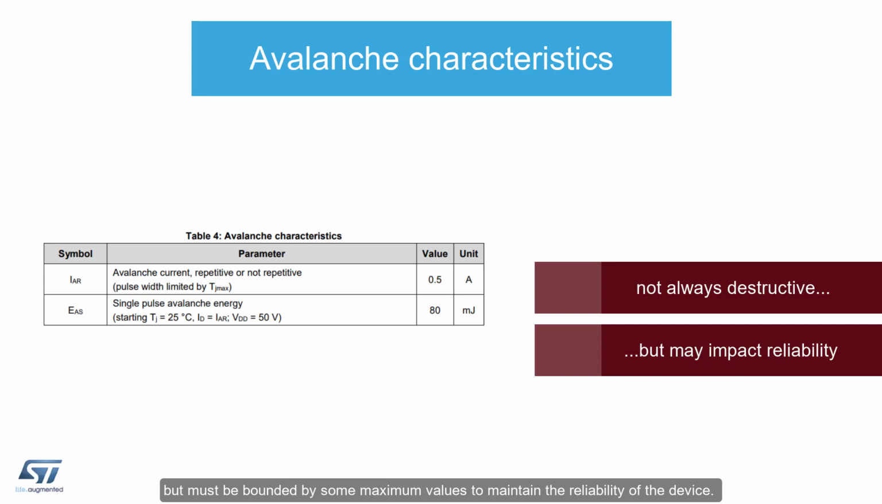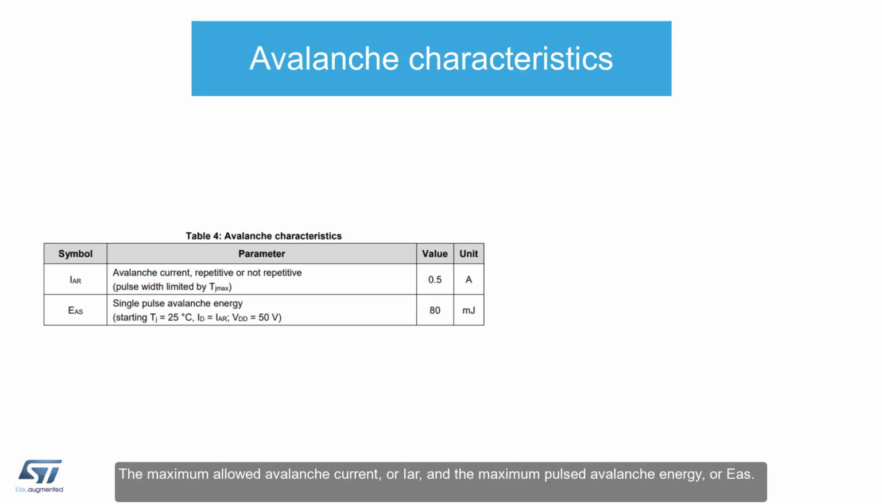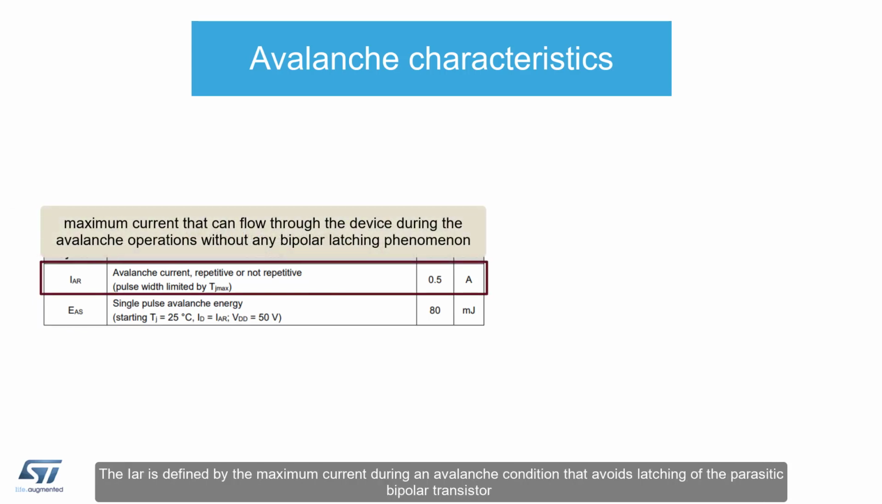Within the avalanche characteristics table, we often find 2 parameters, the maximum allowed avalanche current, or IAR, and the maximum pulsed avalanche energy, or EAS. The IAR is defined by the maximum current during an avalanche condition that avoids latching of the parasitic bipolar transistor in the MOSFET structure, and the subsequent degradation of the MOSFET voltage blocking ability that follows.